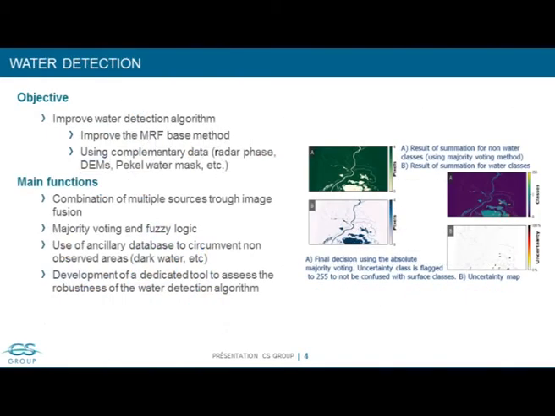Another very important activity in our group is about water detection. This activity is organized in two tasks. The first task has for objective to improve the water detection algorithm by improving the Markov random forest baseline method and using complementary data. To do that, it uses a combination of multiple sources through data fusion, majority voting and fuzzy logic, and uses an ancillary database to circumvent non-observed areas such as dark water, etc. Apart from that, there is a development of a dedicated tool to assess the robustness of this water detection algorithm.